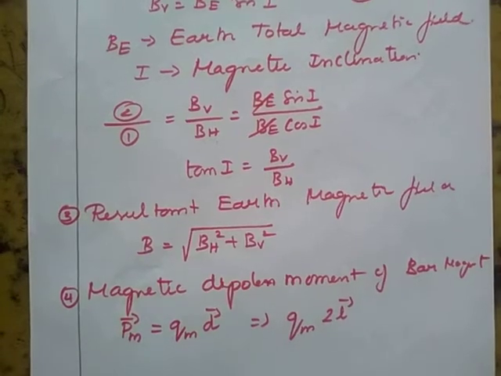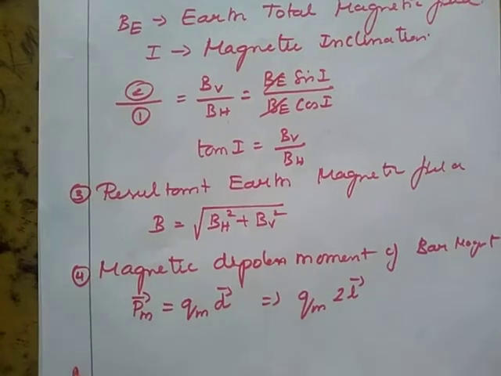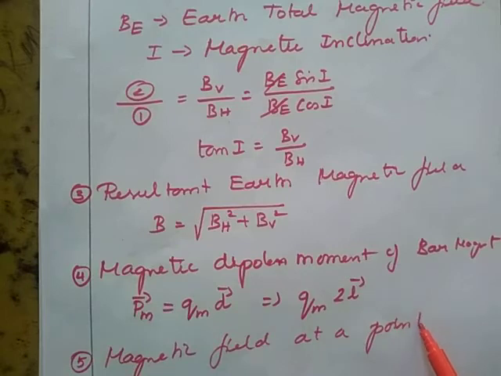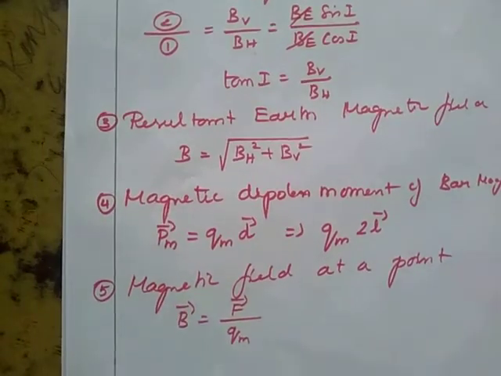Okay, then let me see the magnetic field at a point. Magnetic field is the force experienced by a unit pole in a bar magnet having pole strength QM.